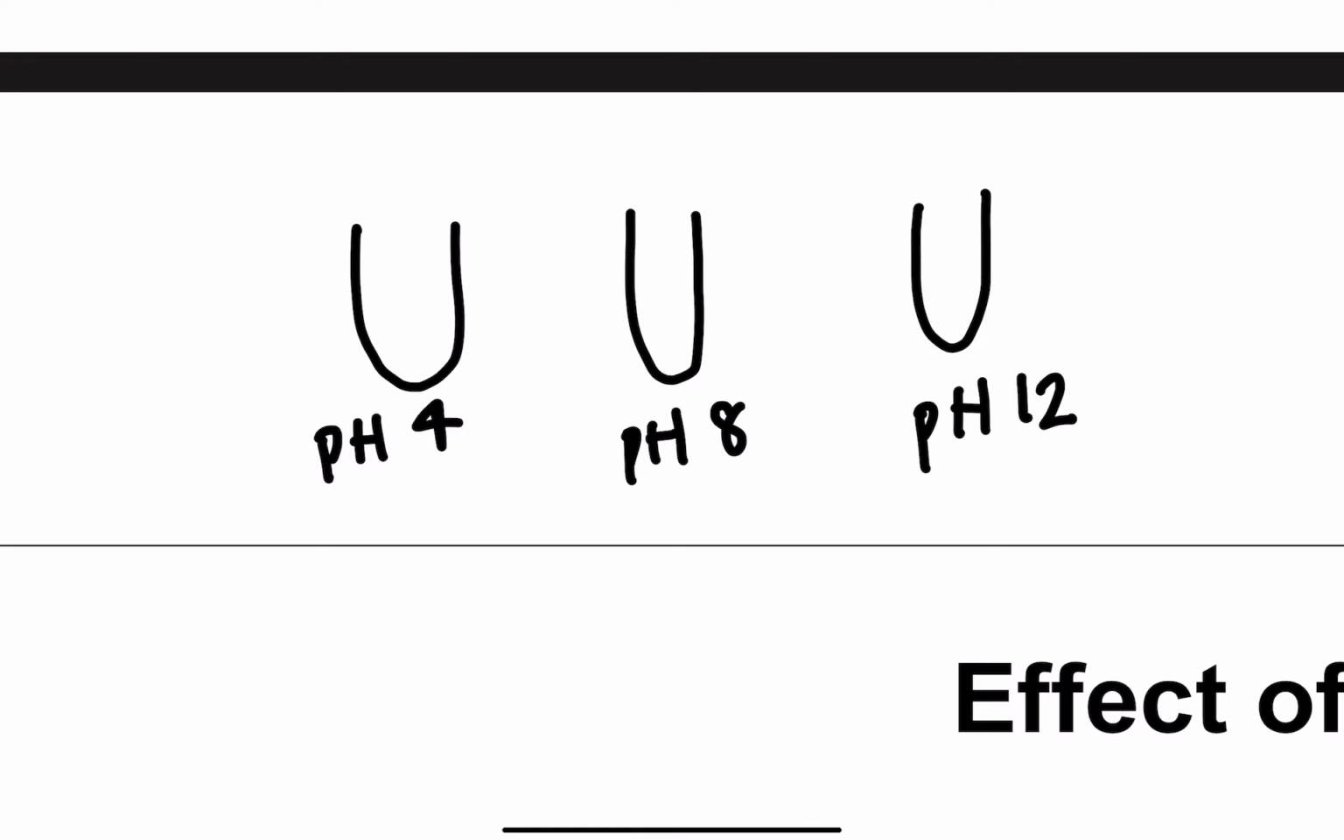In each test tube, we added 2 milliliters of the corresponding buffer solution. Then we took a clean pipette and added 2 milliliters of sheep's blood. And then finally, we took 2 milliliters of hydrogen peroxide and added it to the test tubes. Remember, sheep's blood was the source of catalase, and hydrogen peroxide is our substrate.